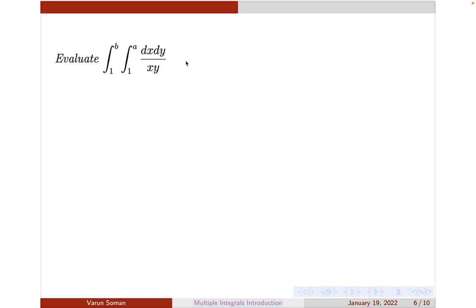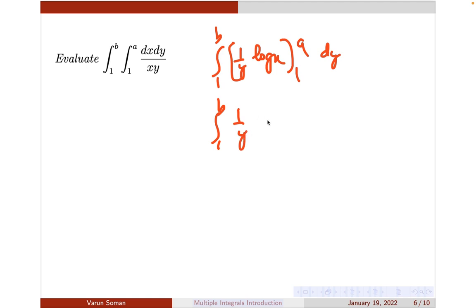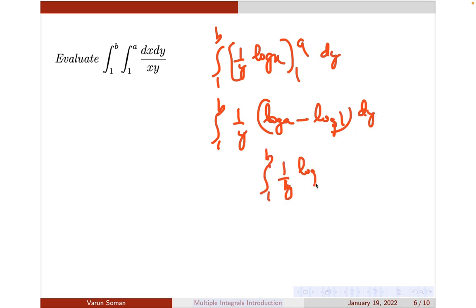Okay, so how will you do it? It is actually integral 1 to b, first it is dx, so I will integrate with respect to x first. So y is a constant here, so what is the integral of 1 by x? Integral of 1 by x is log x in the limit 1 to a. So what will you get? Integral 1 to b, dy is lying there, 1 by y, so it is log a minus log 1, dy. What is log 1? Log 1 is 0, so it is integral 1 to b of 1 by y log a dy.